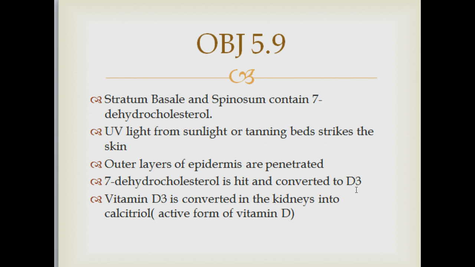And once it's converted into vitamin D3, it then goes into the kidneys. And the kidneys have the final say, and they turn it into something called calcitriol. Calcitriol is the active form of vitamin D, the form that our bodies can actually use to strengthen our teeth, to strengthen our bones, to make sure that everything is healthy and strong. Okay.